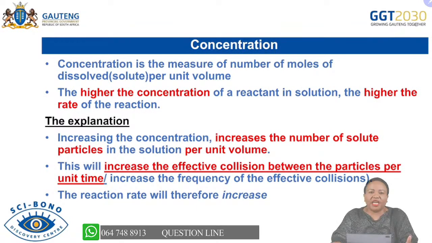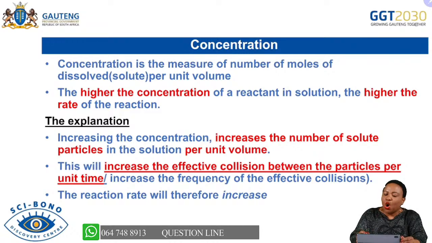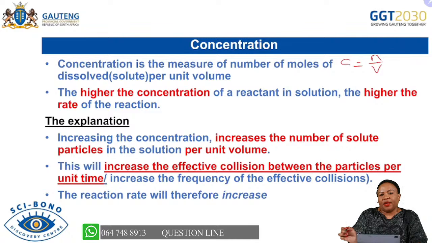As I said before, which concentration are you affecting? You will increase the concentration of your reactants. The concentration is the measure of the number of moles of the dissolved solute per unit volume. How do we calculate the concentration? We know from grade 11 that we calculate concentration as C equals n over V, whereby N represents the number of moles of a solute and V represents the volume of a solvent. That is why we say it is the number of moles of a dissolved solute per unit volume.